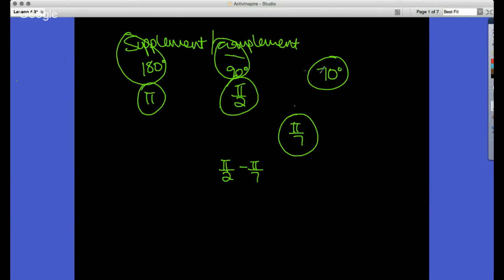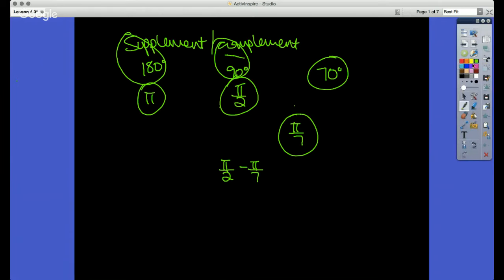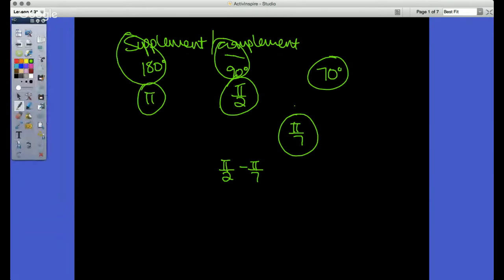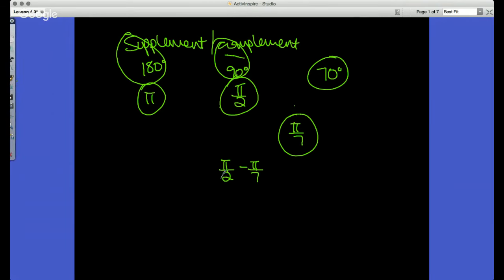Now, to find a common denominator, let's do this. We're first going to find a number that goes into 2 and 7. We know that that's 14. So if I make this 14, I'm going to multiply the top by 7, because you have to multiply the bottom, and on the right side the bottom is multiplied by 2, so we get 14, and the top gets multiplied by 2. So 7 pi over 14 minus 2 pi over 14 gives me 5 pi over 14.